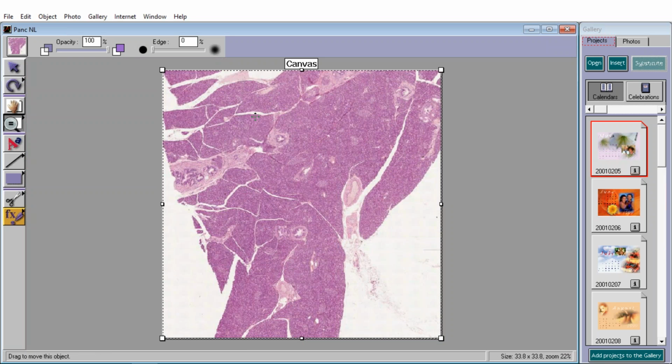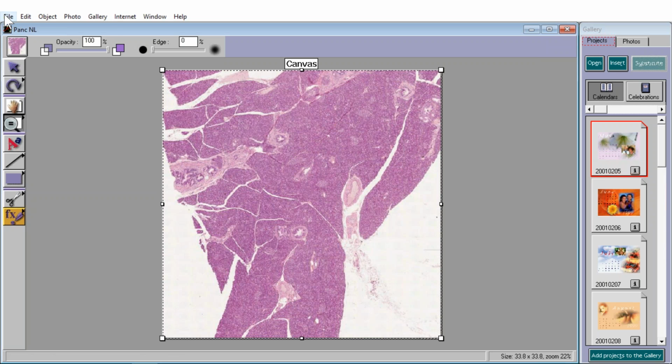Let's take a look at it again. Look at the nice definition of the lobules. Got some ducts here between the lobules. You got some intralobular ducts. And you say, wow, this is really good. This patient has a normal pancreas.